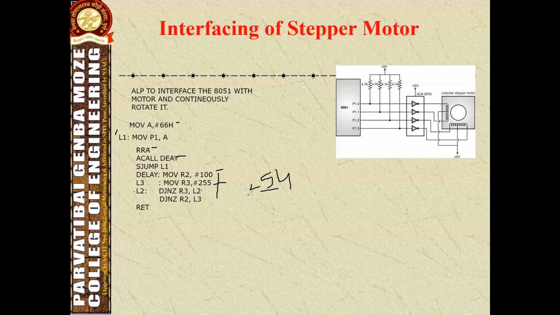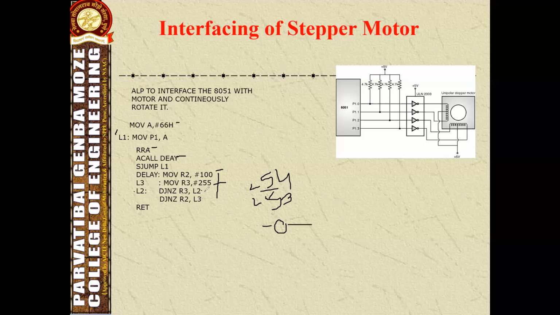Then after it will again decrement, then it will become like this. Then it will check, is this value 0? No, it's not 0. Then it jumps again to loop 2. So similarly, it will proceed with the same operation till the value present in R3 becomes 0.